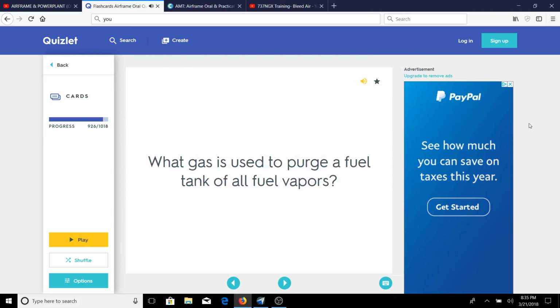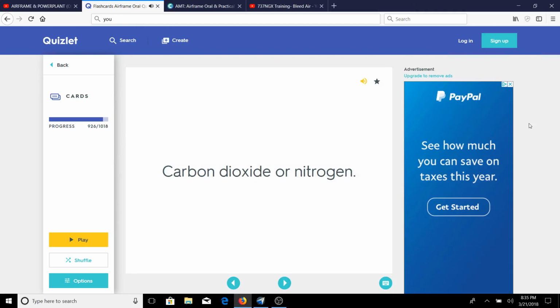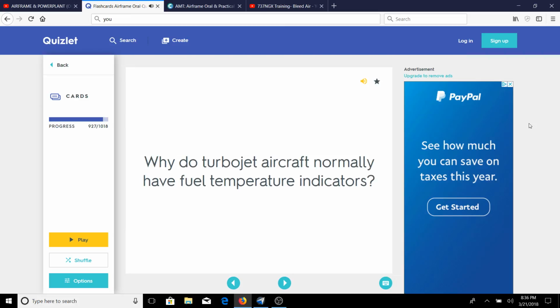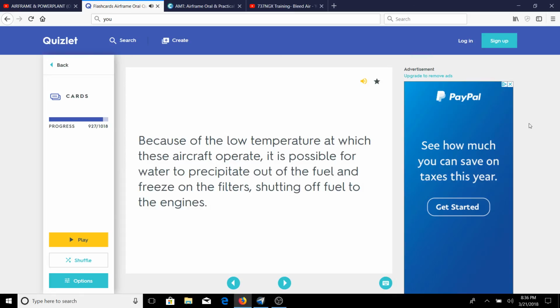What gas is used to purge a fuel tank of all fuel vapors? Carbon dioxide or nitrogen. Why do turbojet aircraft normally have fuel temperature indicators? Because of the low temperature at which these aircraft operate, it is possible for water to precipitate out of the fuel and freeze on the filters, shutting off fuel to the engines.